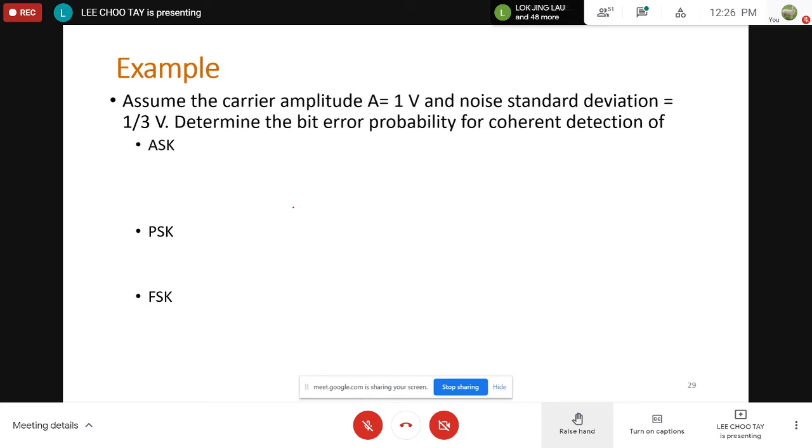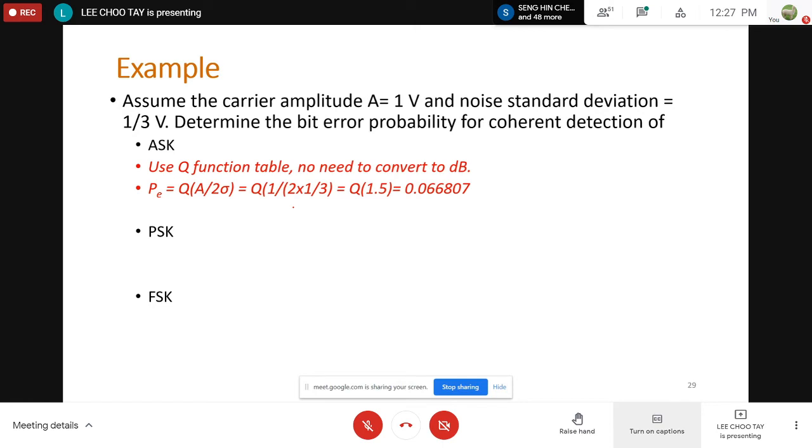Now assume the carrier amplitude A is 1 volt and the noise standard deviation is 1/3 volt. Determine the bit error probability for coherent detection of ASK. The first thing you need to do is write down the equation for the probability of error for coherent detection of the ASK signal. That is Q of A over 2 sigma. When you use the Q function table, bear in mind you don't have to convert to dB. Straight away take A divided by the standard deviation sigma.